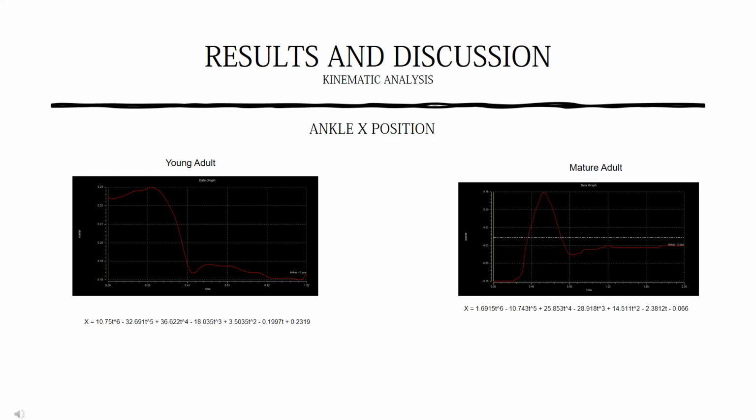On the young adult graph, we can observe how the ankle's position changes a little. This is because that's the moment when she gets down off the chair. On the other hand, we can see that the mature subject's ankle position changes quickly, then stabilizes on the ground. This is because, as we mentioned before, the subject swings her feet before starting the movement.